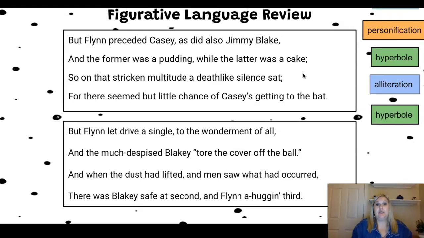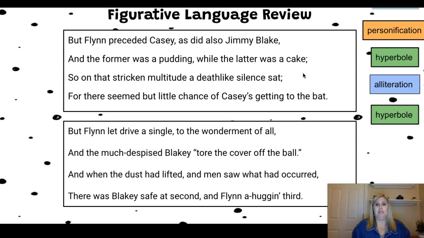The next two stanzas. But Flynn preceded Casey, as did also Jimmy Blake, and the former was a pudding, while the latter was a cake. So on that stricken multitude a death-like silence sat, for there seemed but little chance of Casey's getting to the bat. But Flynn let drive a single to the wonderment of all, and the much despised Blakey tore the cover off the ball. And when the dust had lifted, and men saw what had occurred, there was Blakey safe at second, and Flynn a-hugging third.